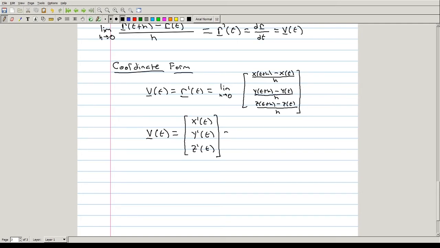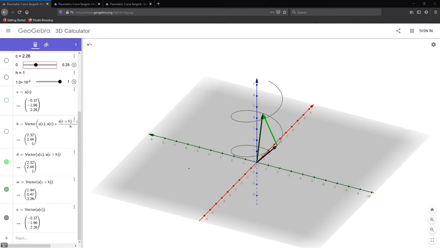Or in terms of the ijk notation, it is exactly x prime of t times i plus y prime of t times j plus z prime of t times k. So we'll take a look at what this looks like for the helix example.